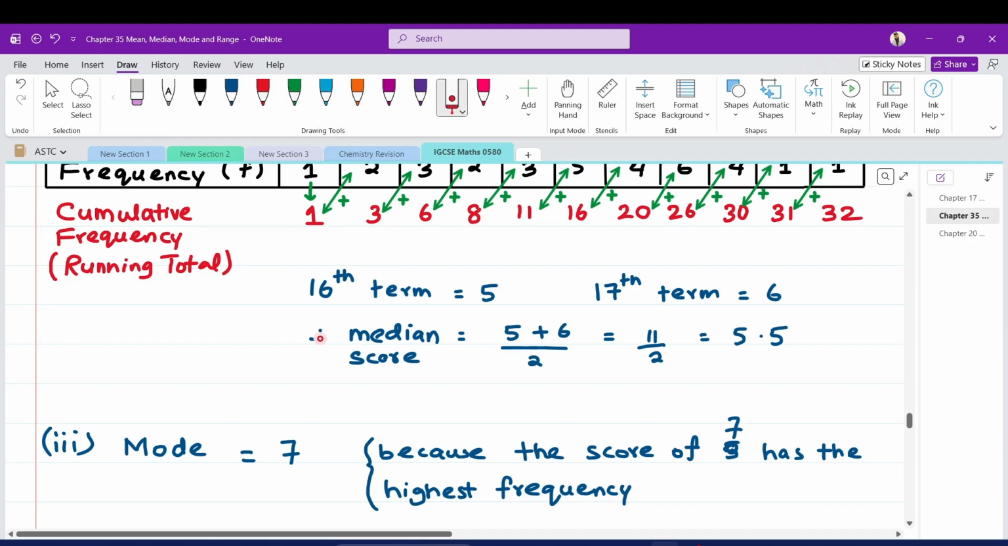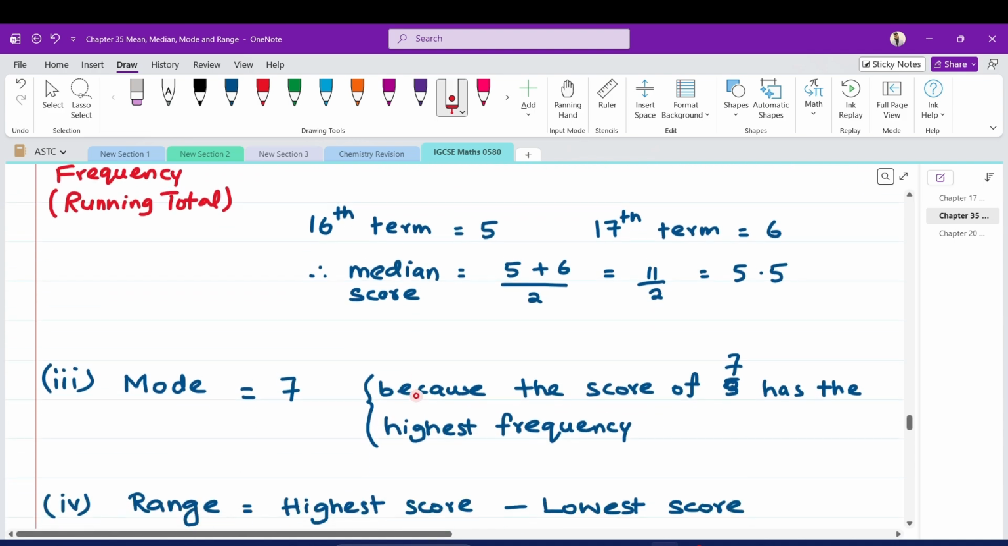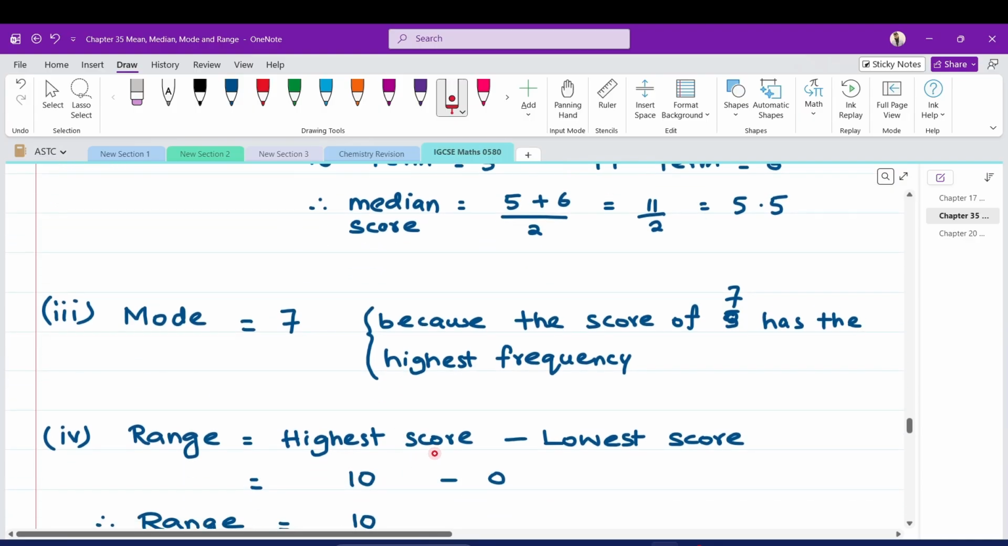Now the next one is range. The fourth part of the data that we need to work out is the range of the data. We can see that the highest score is 10 and the lowest possible score is 0. Therefore, the range is going to be 10 minus 0, which is equal to 10.